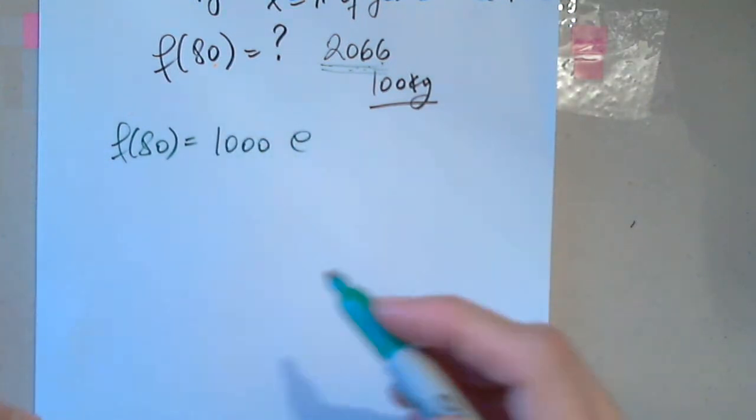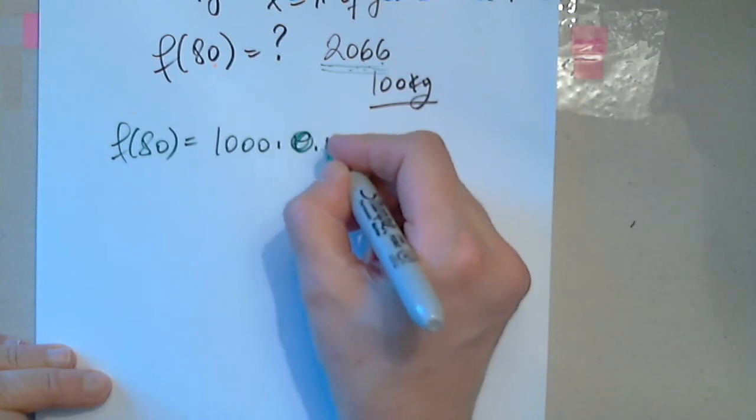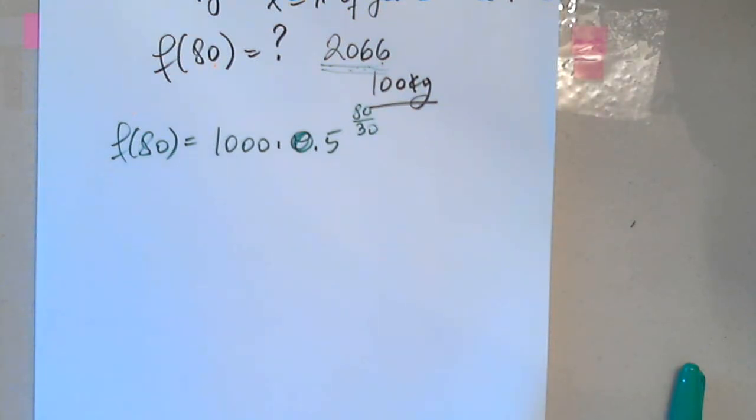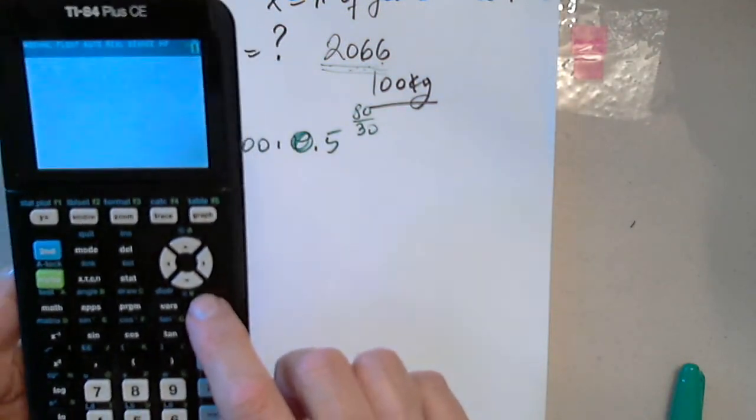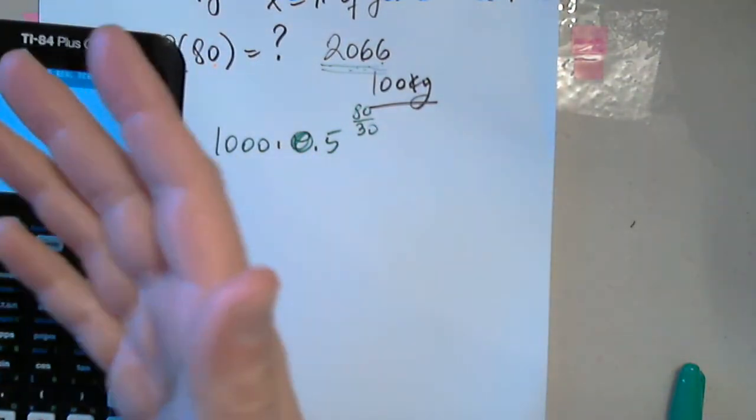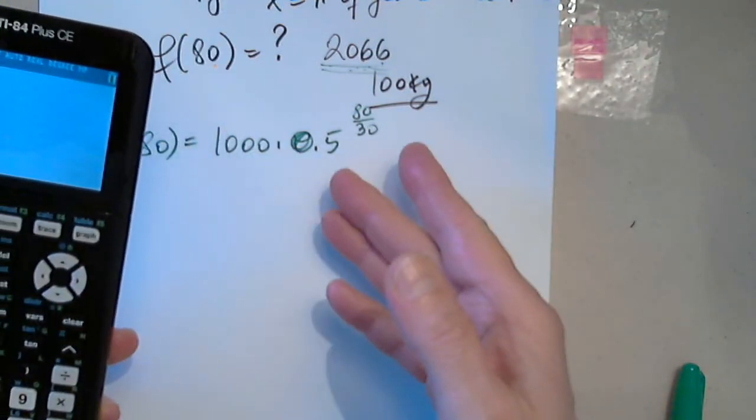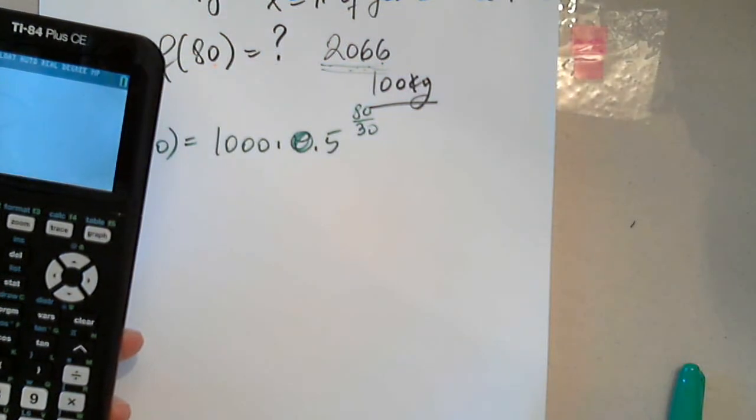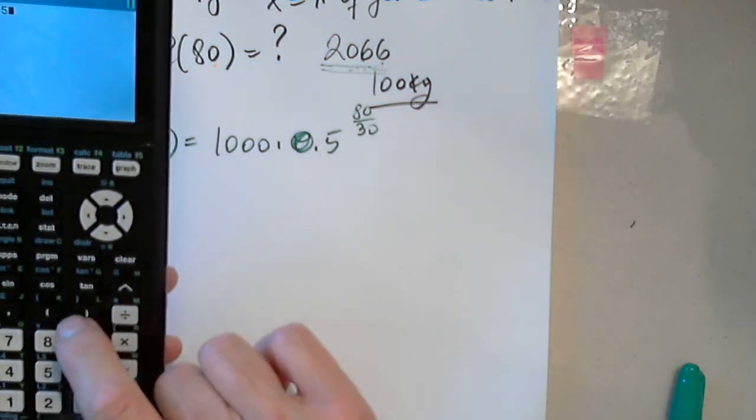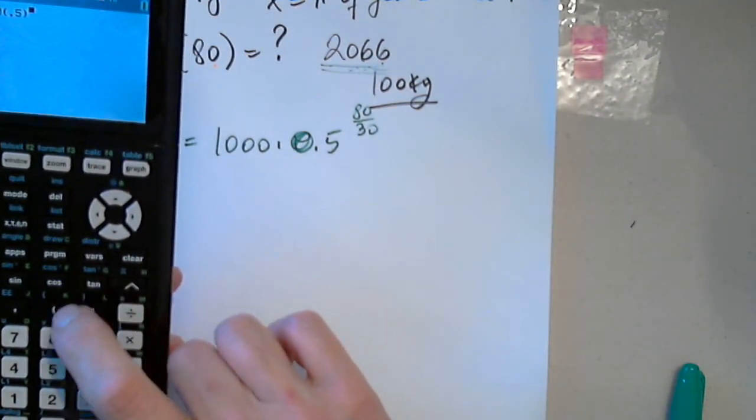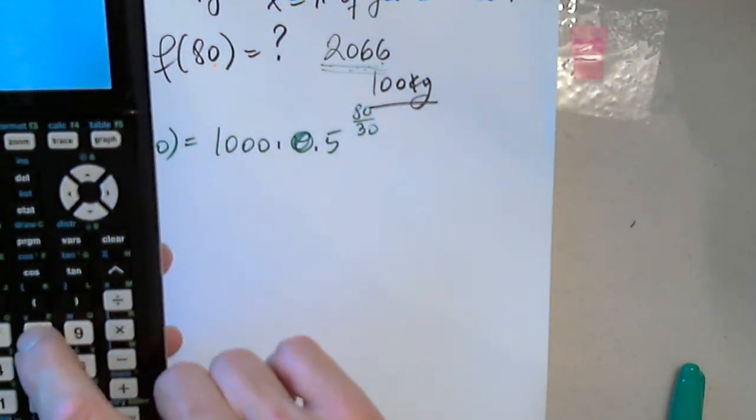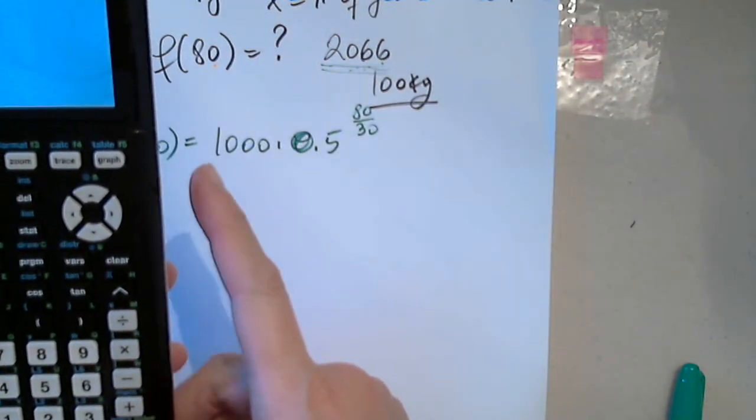1,000 e, no, not e, I'm sorry, 0.5. 0.5 raised to 80 divided by 30. We can do this with a calculator, so let's do this together. Since it's only one value that we are interested in, I don't have to put in the y equals. But if I have more values to plug in, I will always put in y equals. So we have 1,000. Now in the calculator, I have to put parentheses, 0.5. I have to put the caret. I personally have to put it. That's me. And 80 over 30 is 8/3. Close the parentheses and press enter.